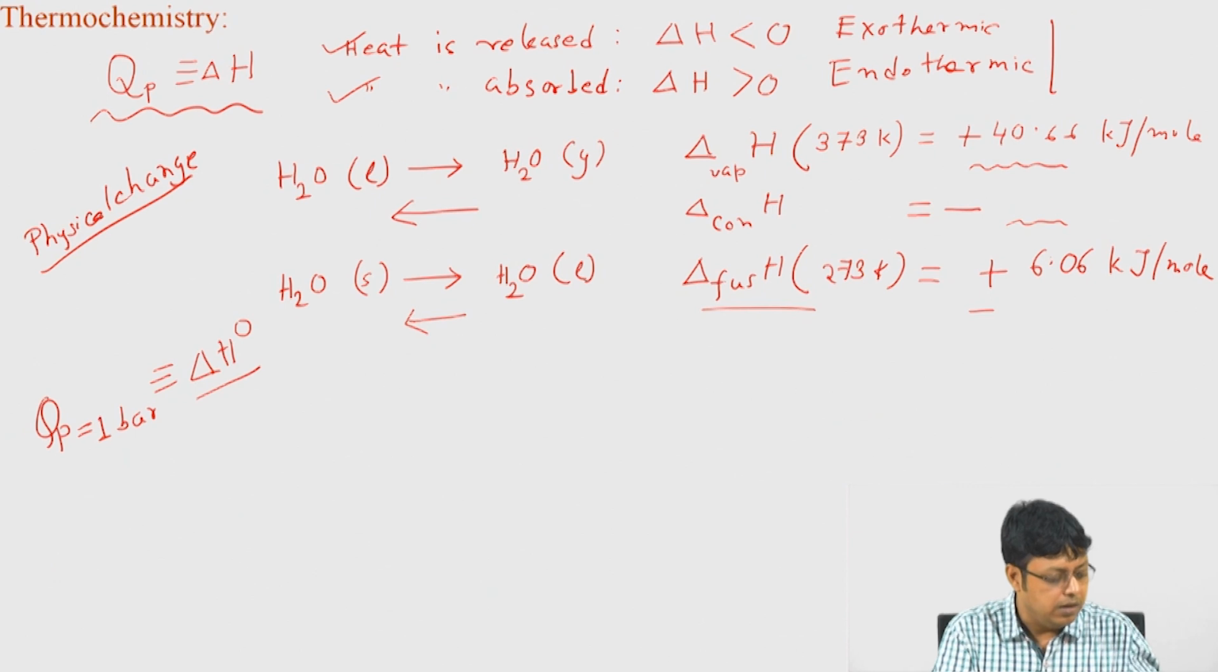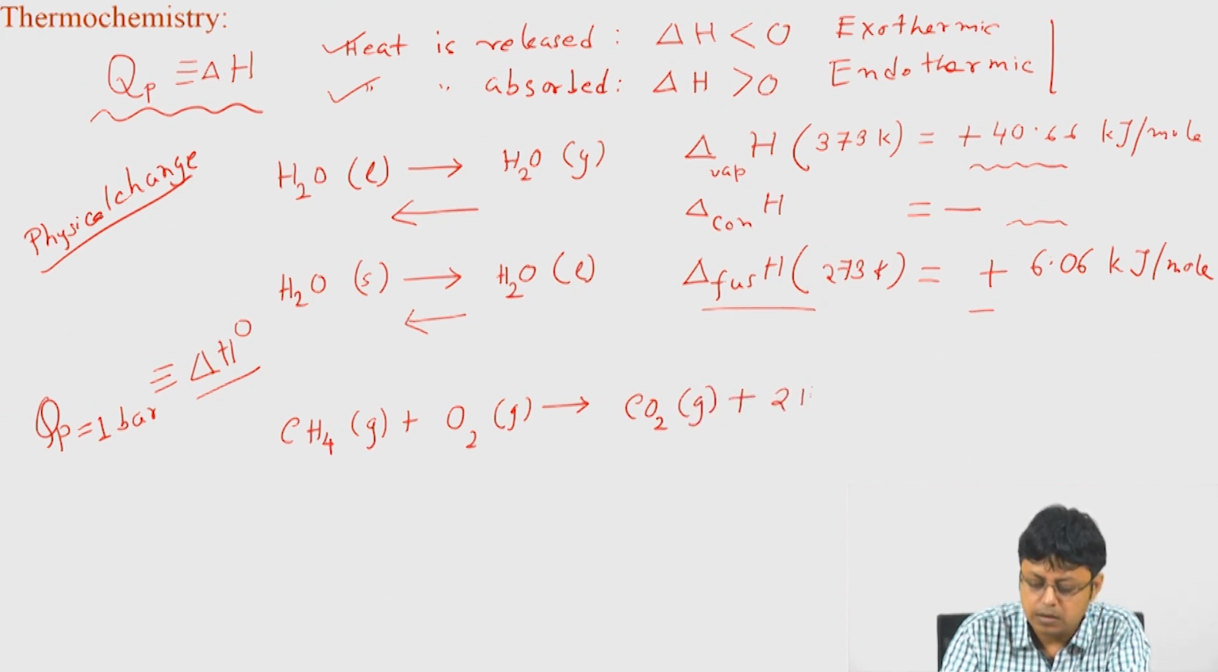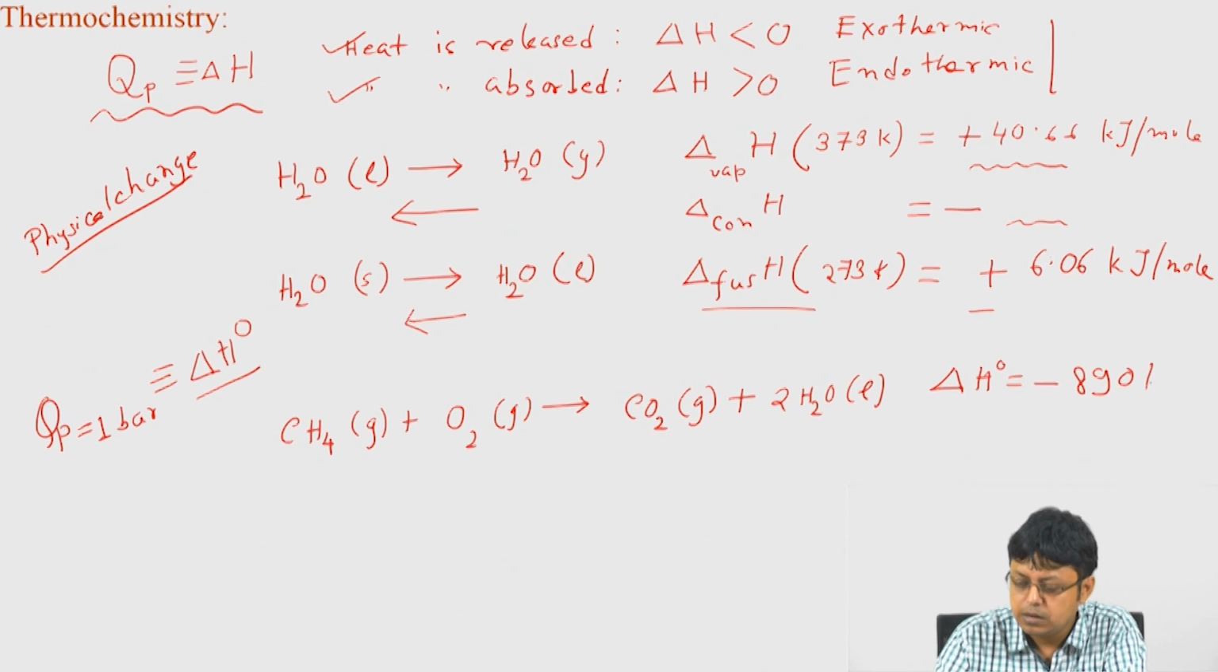Now, for example, you can ask this question about the combustion of methane, where methane gas reacts with oxygen, which is also a gas, to form carbon dioxide, which is a gas, plus water, but this water actually forms as a liquid, and the delta H0 for this process is nothing but minus 890 kilojoule per mole. This is also done at a particular temperature, remember, and this is taken at 298 Kelvin, which is 25 degree centigrade, or to be more precise, it is probably 298.15 Kelvin.